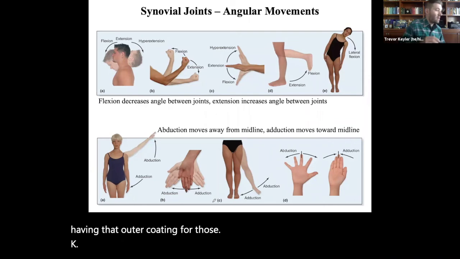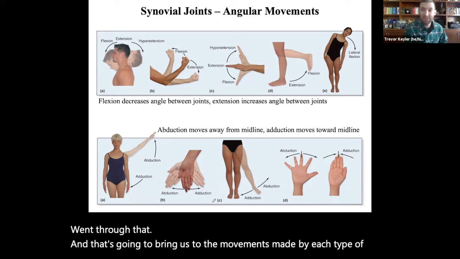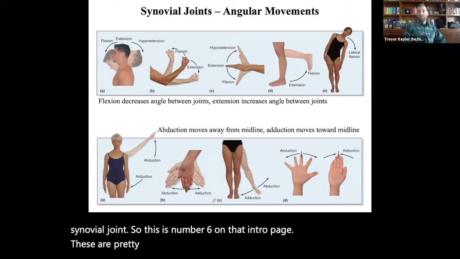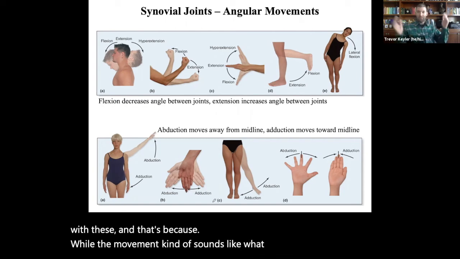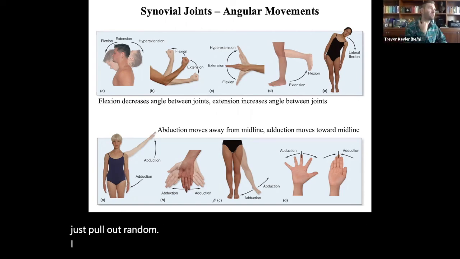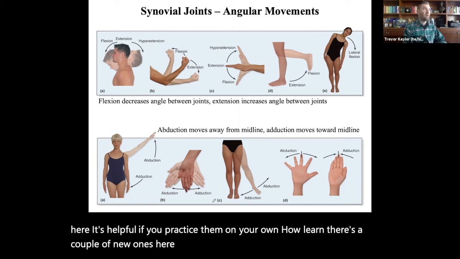That's going to bring us to the movements made by each type of synovial joint. So this is number 6 on that intro page. These are pretty straightforward. People generally don't have a hard time with these, because the movement kind of sounds like what it does, thankfully. We just pull out some terminology here, so I'll work through these with you. It's helpful if you practice them on your own. There's a couple new ones here perhaps, but we'll go ahead and define them.